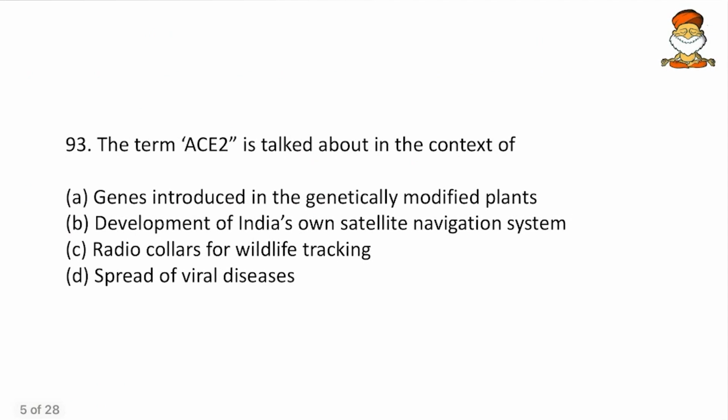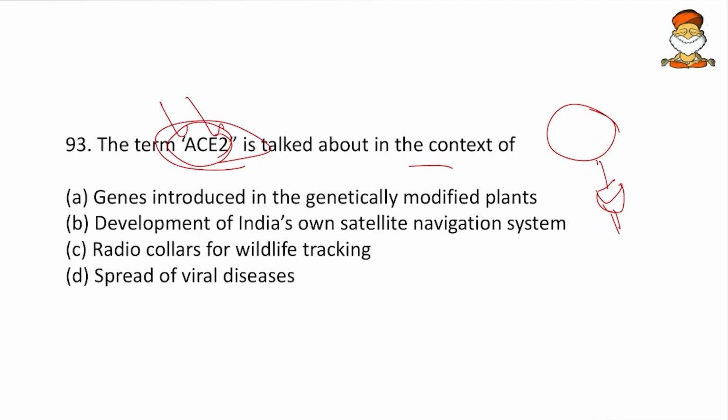Then the next: the term ACE2 is talked about in the context of... Friends, more times it was in the news. ACE2 is the protein present on our cells and it is the first receptor of COVID-19. Whenever the spike protein of COVID-19 comes, it will be received by the ACE2 protein. Here, friends, whenever there is an alphanumeric, that is alphabets and numerics present together, either it will be a gene or it will be a protein. Mostly it will be in the biotechnology topic. But here that luck didn't favor us because genes are also present in one of the options. But the spread of viral disease is the most probable option.